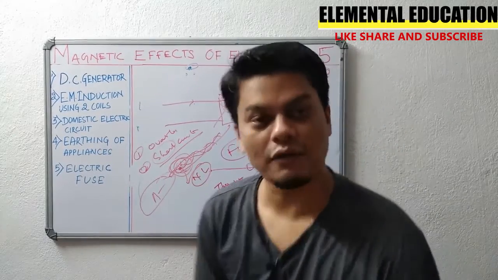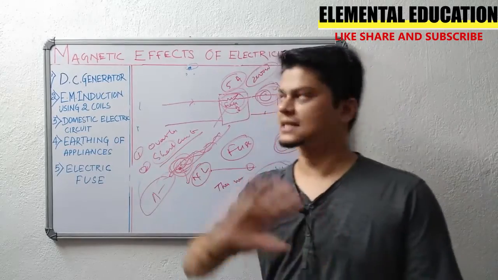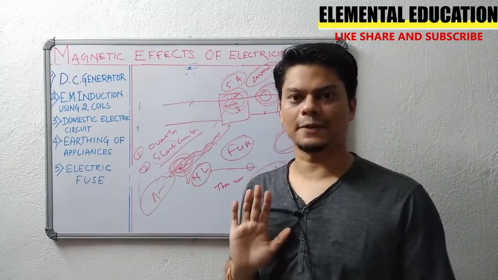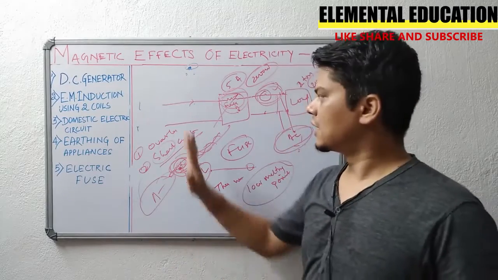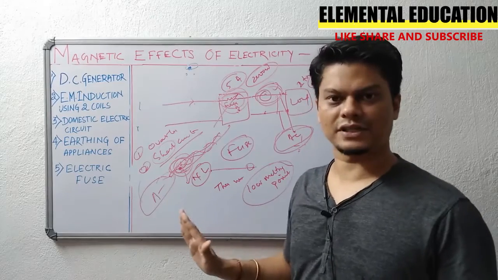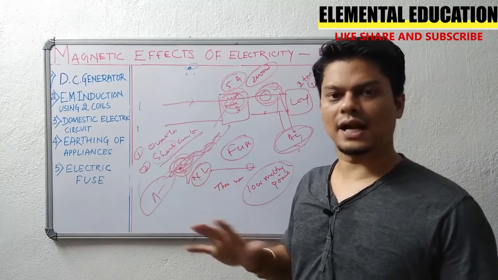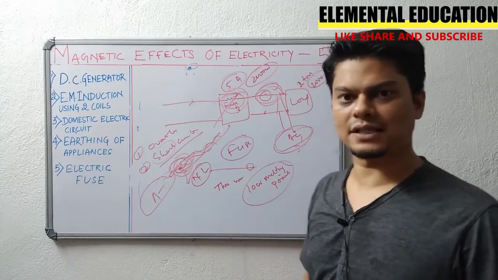So this is the end of our chapter. Both the chapters I have completed, electricity and magnetic effect of electricity. All 5 parts I have completed thoroughly. Please go through it. Watch my videos n number of times until you get a clear vision of what our topic is and the concepts are clear. Once the concepts are clear, practice the numericals.